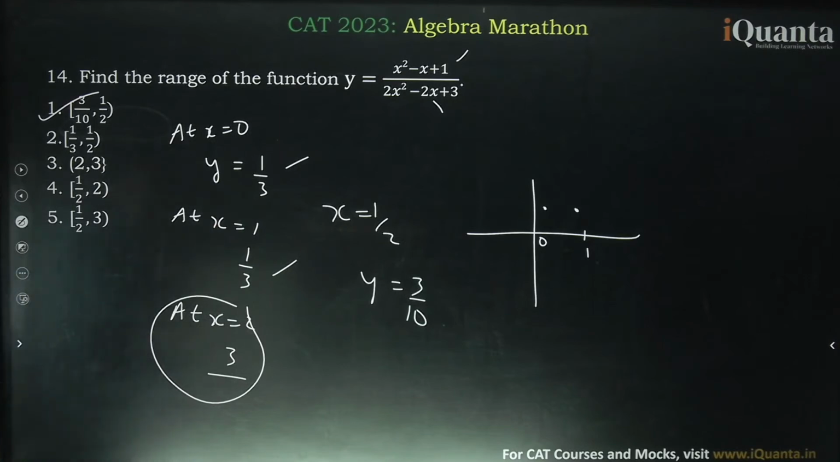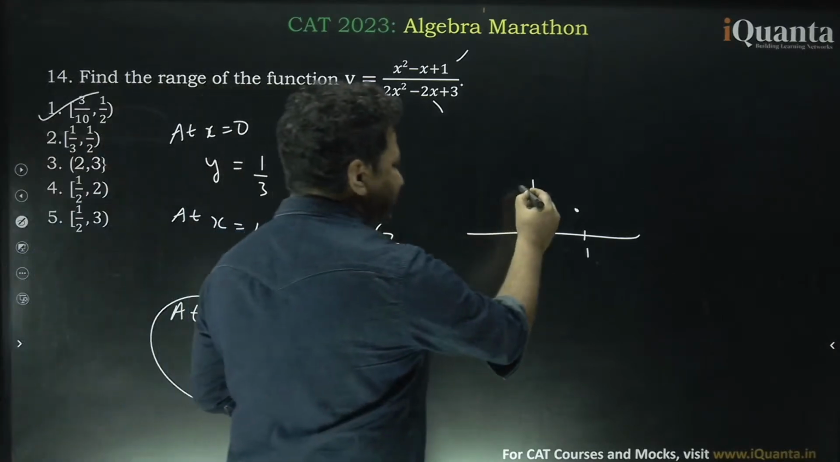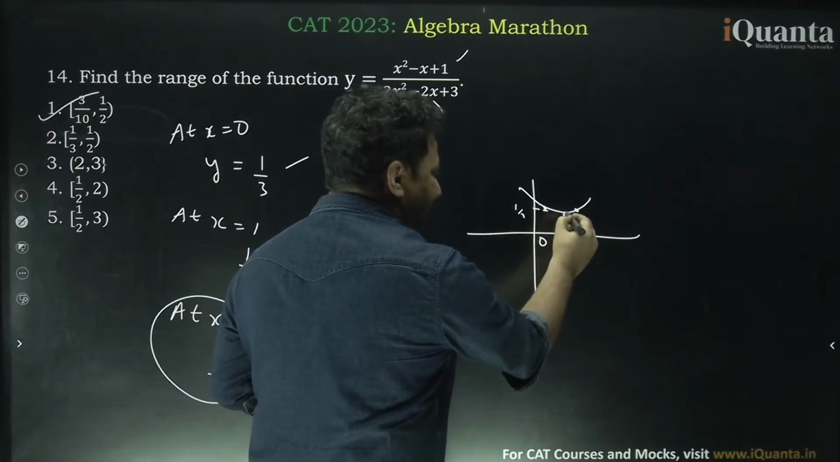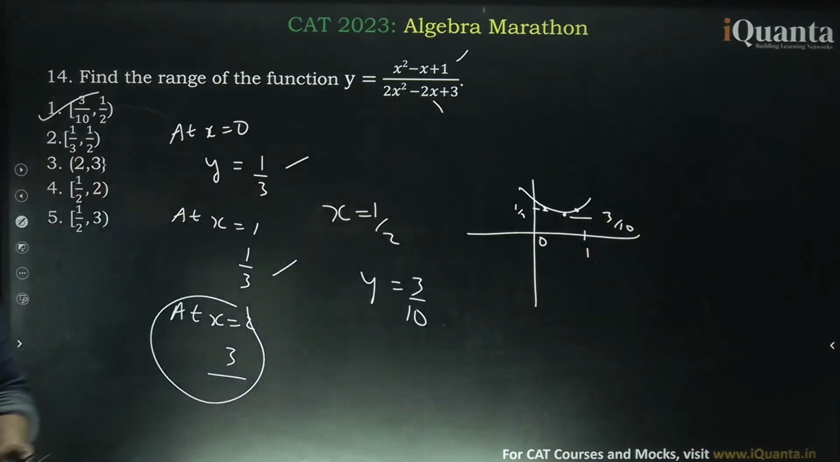When we put x as 1 by 2, we got 3 by 10, which happens to be our answer because it is less than 1 by 3. Of course, the graph was going like this. This was 1 by 3, but this point was the minimum, which happened to be 3 by 10. Is that clear?